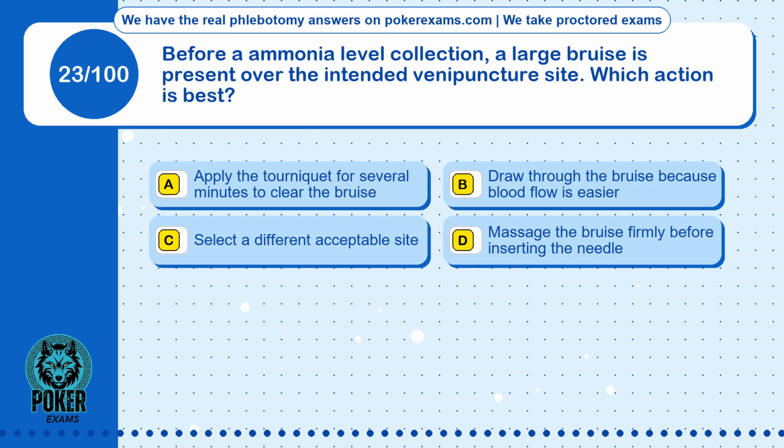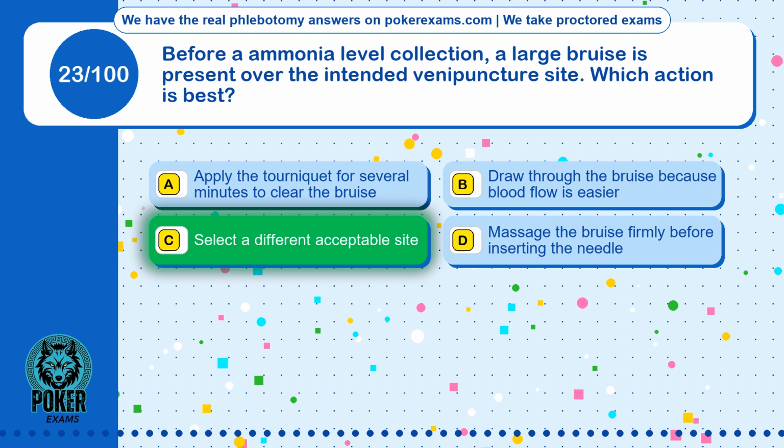Question 23. Before an ammonia level collection, a large bruise is present over the intended venipuncture site. Which action is best? Option A. Apply the tourniquet for several minutes to clear the bruise. Option B. Draw through the bruise because blood flow is easier. Option C. Select a different acceptable site. Option D. Massage the bruise firmly before inserting the needle.